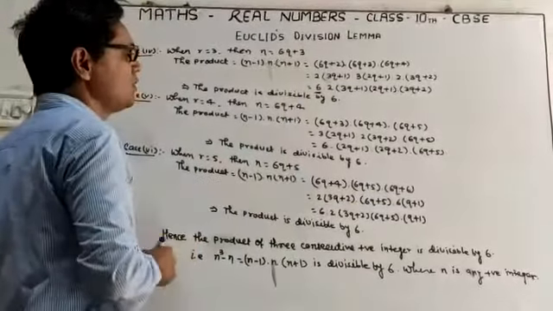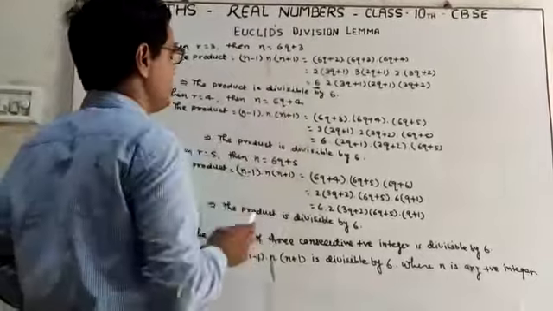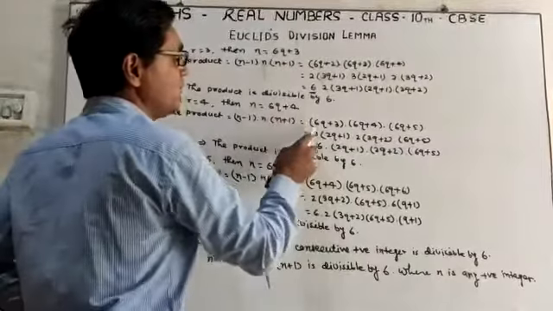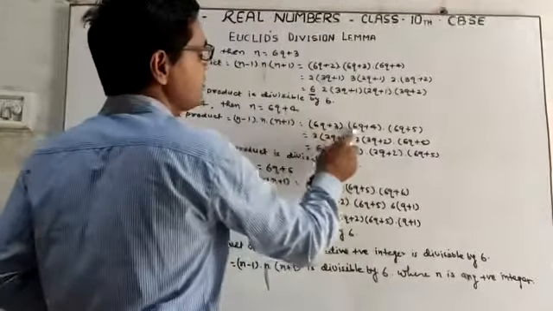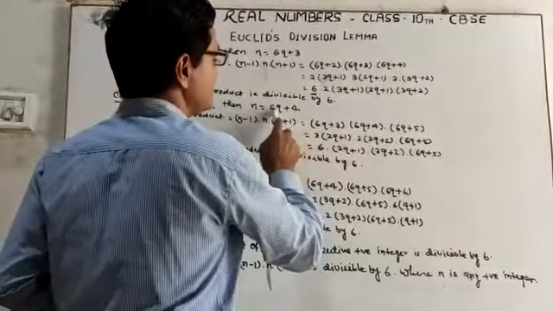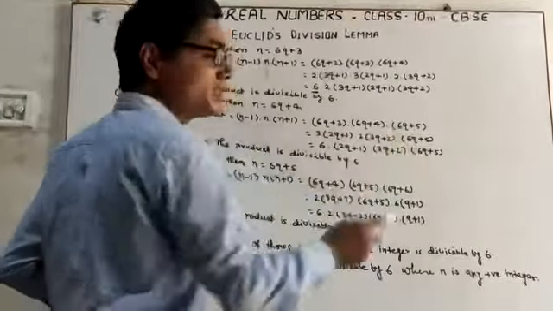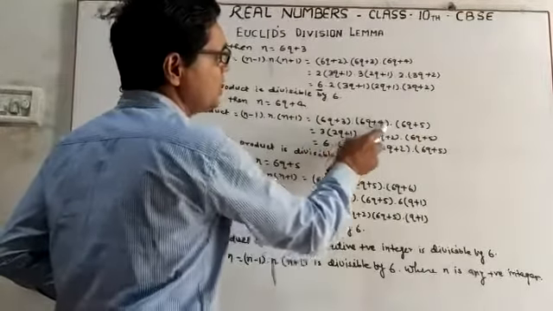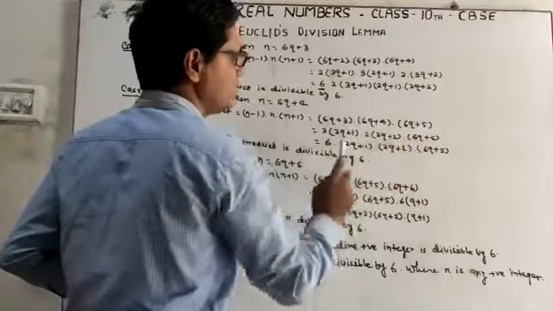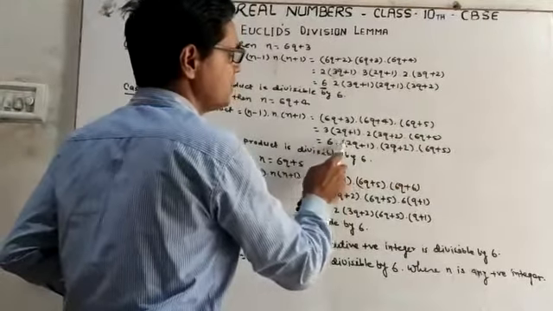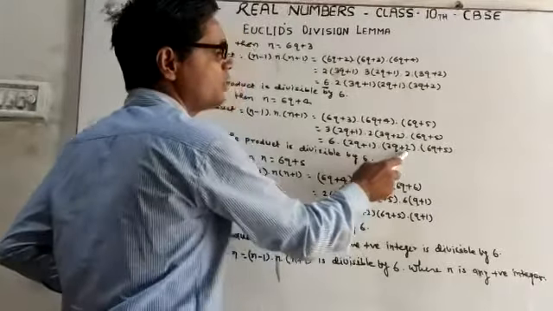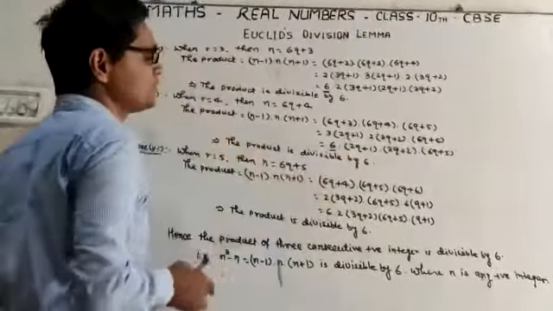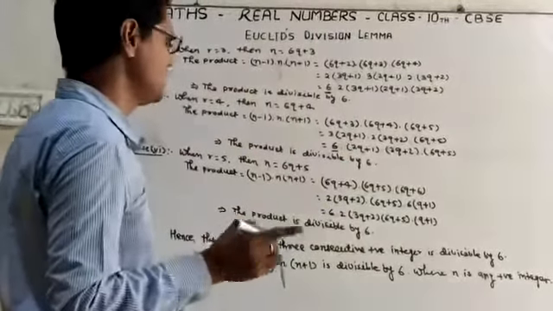Case 5. When r is equal to 4, then n is equal to 6q plus 4. The product will be n minus 1, that means 6q plus 4 minus 1, that will be 6q plus 3, n that means 6q plus 4, n plus 1 that means 6q plus 4 plus 1, that is 6q plus 5. That can be written as 3 into 2q plus 1, 2 into 3q plus 2 into 6q plus 5. 3 times 2 is 6 into 2q plus 1 into 3q plus 2 into 6q plus 5. Since 6 is a factor of this product, the product is divisible by 6.